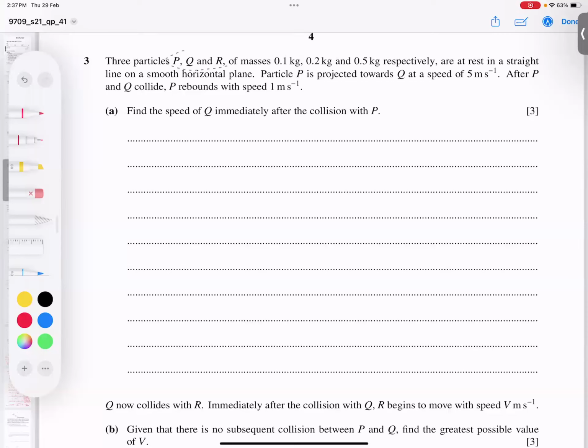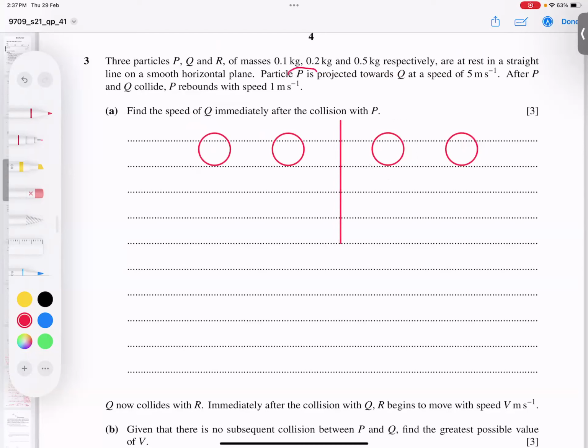Three particles P, Q, R are given here, with very clear masses. Mass of P is this one, Q is this one, R is this one. In the beginning they are at rest. So I will make a diagram, and I always make a diagram like this, because it helps us to solve a question, and writing the data is easy this way.